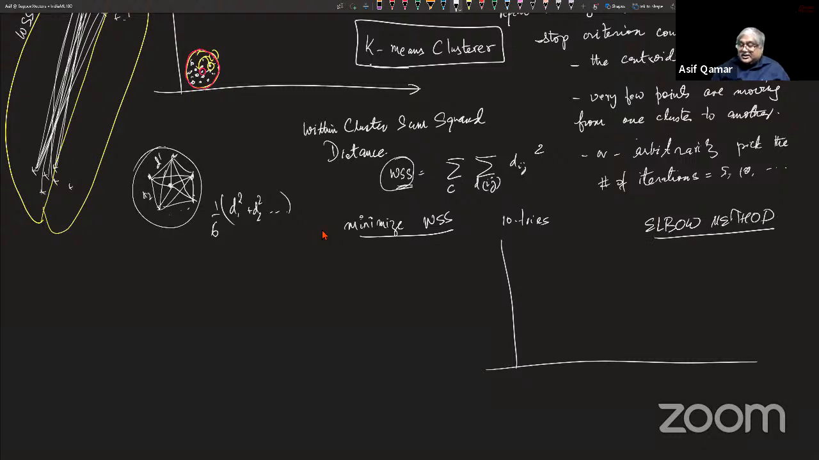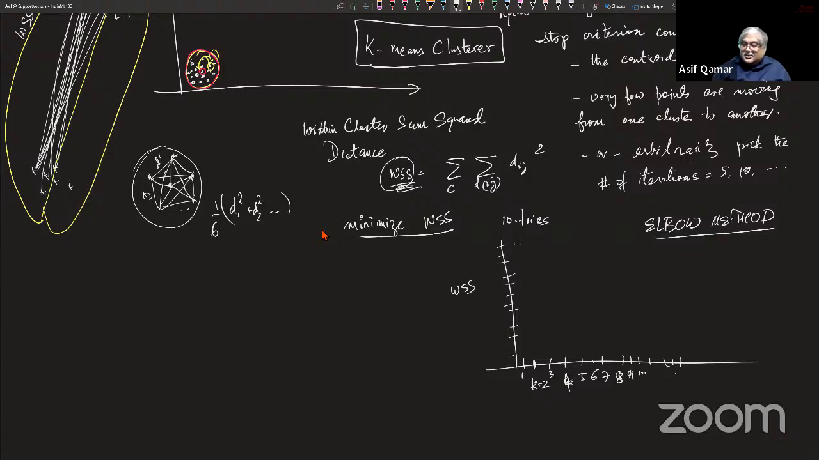Elbow method. What it says is for each value of k, k equal to 1, k equal to 2, 3, 4, 5, 6, 7, 8, 9, 10, you can keep going. What you do is you find the WSS, this measure that we talked about. And then when you do that, you end up with a plot.